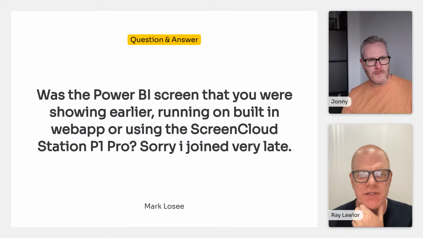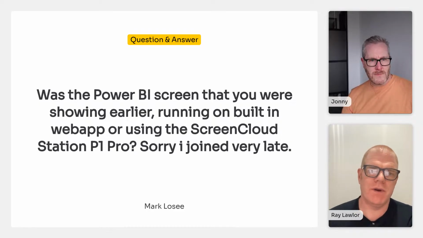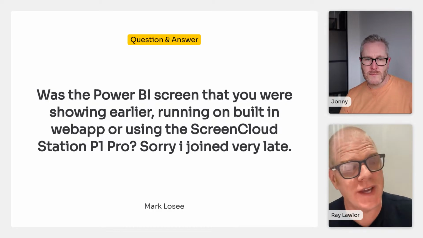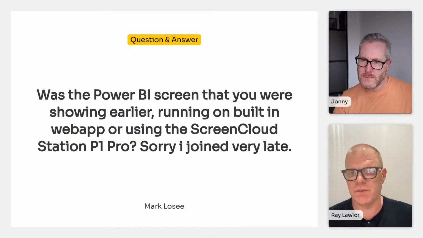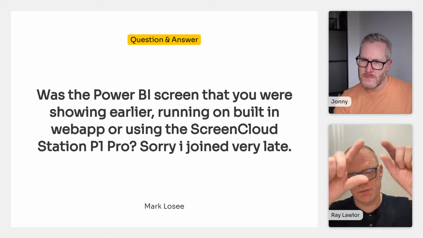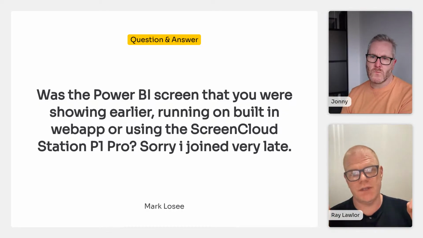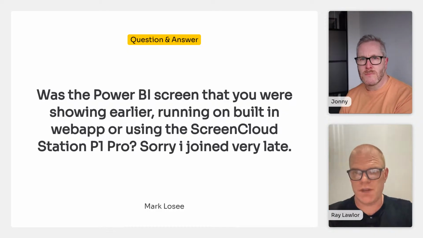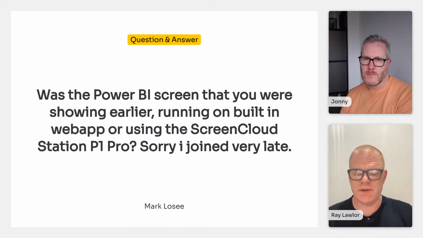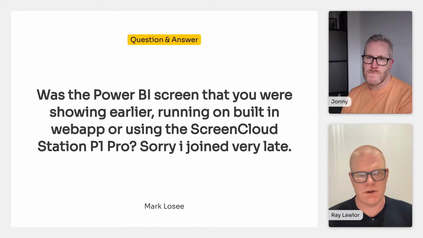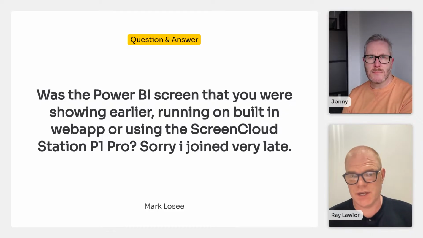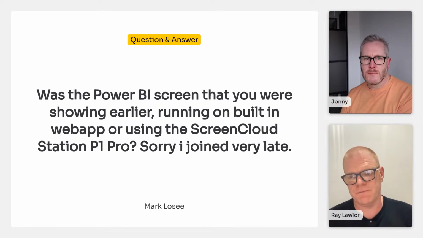Was the Power BI screen that you were showing earlier running on a built-in web app or using the Screen Cloud Station P1 Pro? Right, that was actually using Station P1 Pro, and it was a channel that was broken up into four zones. The Station P1 Pro was powerful enough to show 3 of those Power BI dashboards on one screen, and I also had the little safety campaign in the corner as well. So yes, to answer your question, that was running on P1 Pro with our platform, with our built-in Power BI integration. All right, hopefully that answers your question.